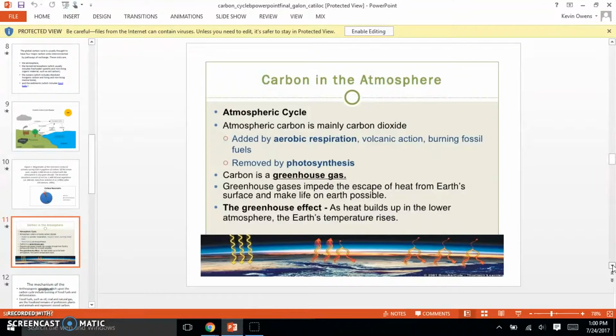into our atmosphere. Carbon is a greenhouse gas, and what that means is a greenhouse gas impedes the escape of heat from the Earth's surface and makes life on Earth possible. If we didn't have the greenhouse gases, you wouldn't be able to live here on Earth. And what is happening in this climate change, or what some people say with global warming, is the more CO2 is produced, when the sunlight comes in and reflects off the Earth, some of it won't be able to escape, therefore increasing the temperature here on Earth and depleting the icebergs and things like that in the North and South Pole.